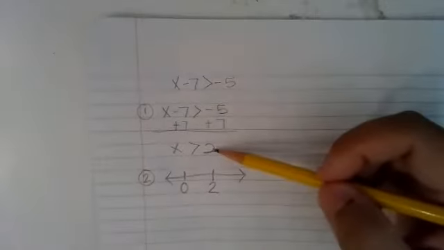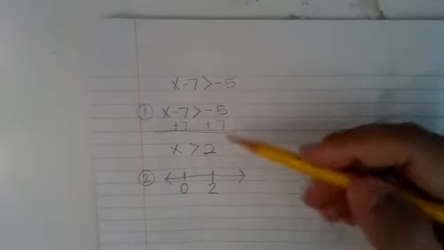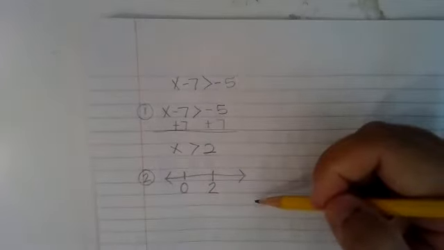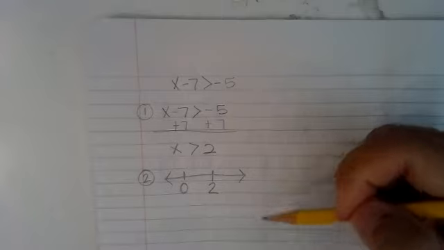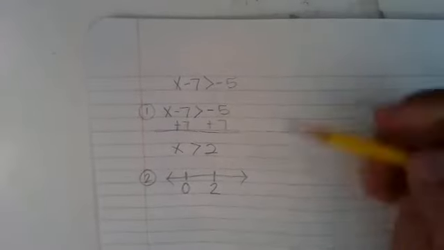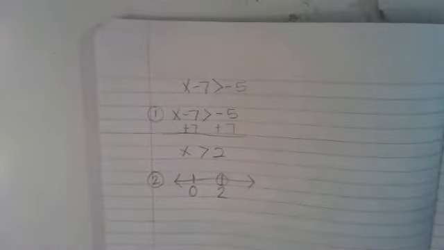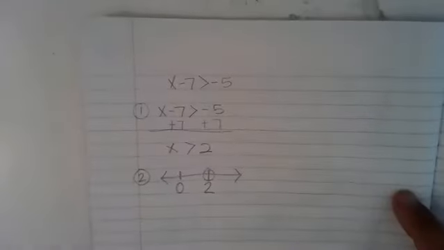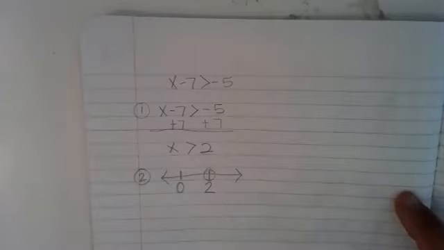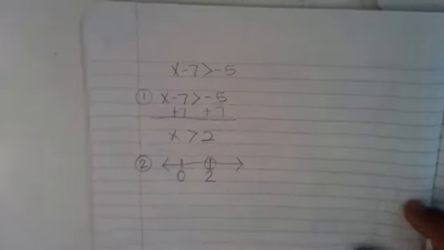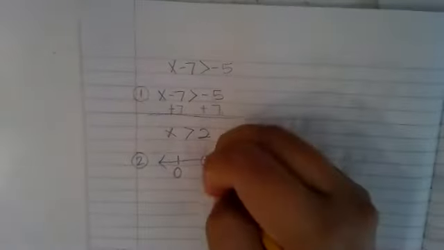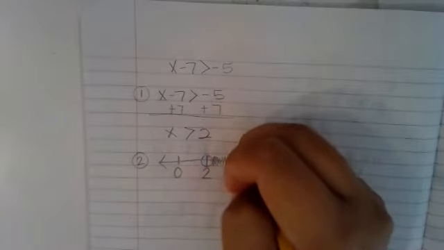Now I need to look back at the inequality. Is this an open dot or a closed dot? Open. Open dot. Has to be open because it's not equal to. And then am I shading to the right or am I shading to the left? Because x is greater than 2. Right. Okay, so I have now graphed.